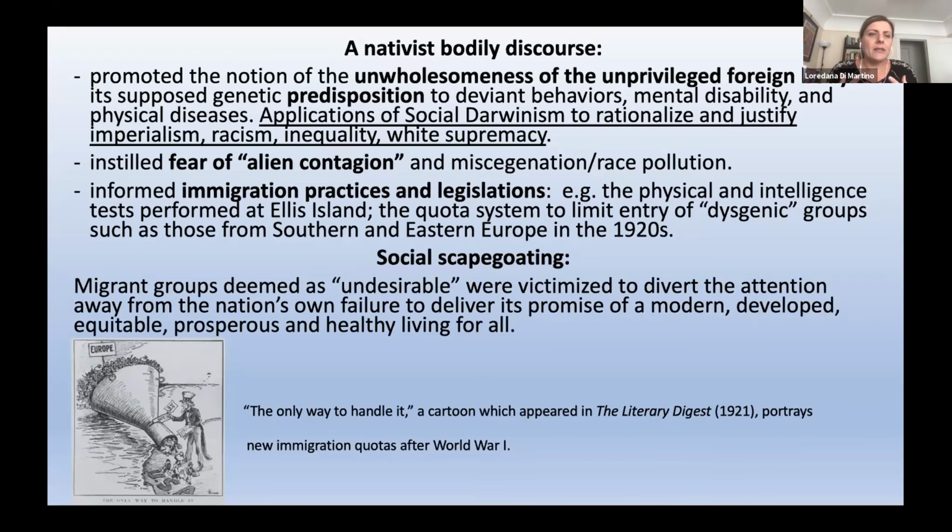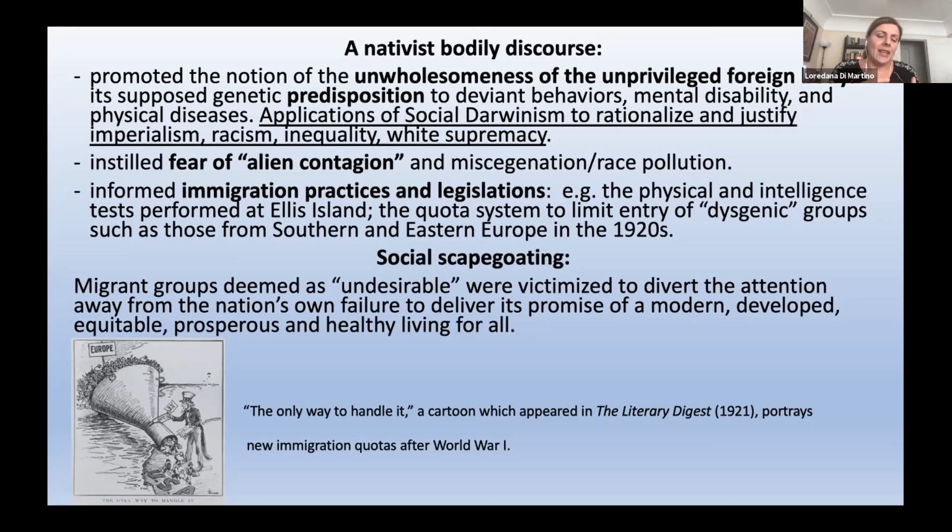So a nativist bodily discourse developed that promoted the notion of the unwholesomeness of the unprivileged foreign body, its supposed predisposition to deviant behaviors, mental disability, as well as physical diseases. And these were all applications of social Darwinism that rationalized and justified things such as imperialism, racism, inequality, white supremacy. We will have another presentation dealing with this issue today. So it also instilled a fear of alien contagion.